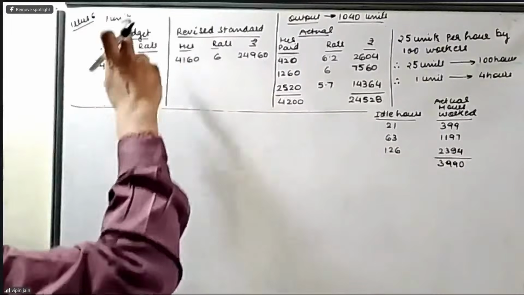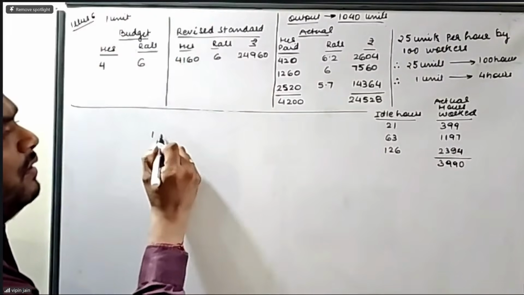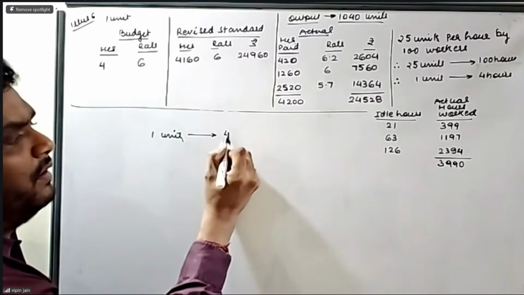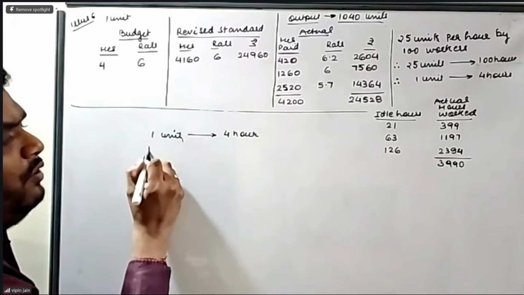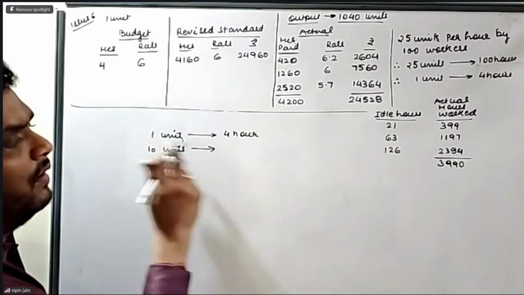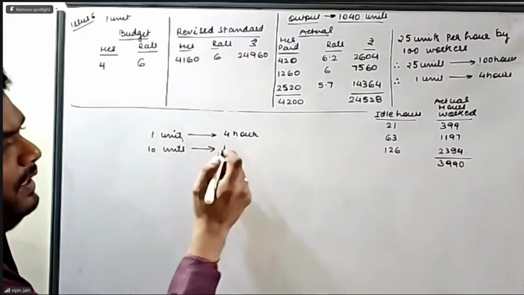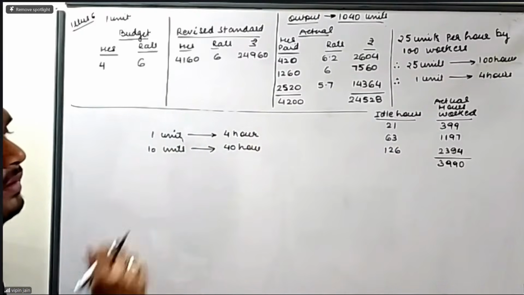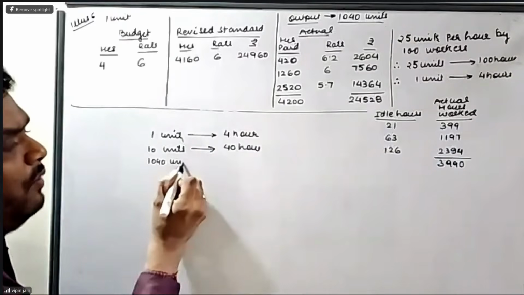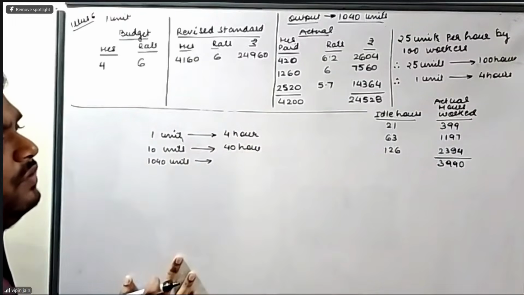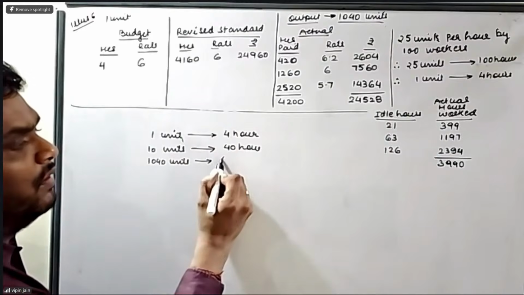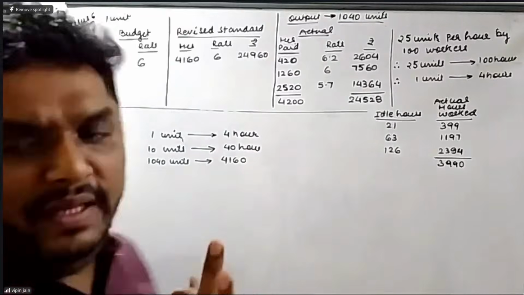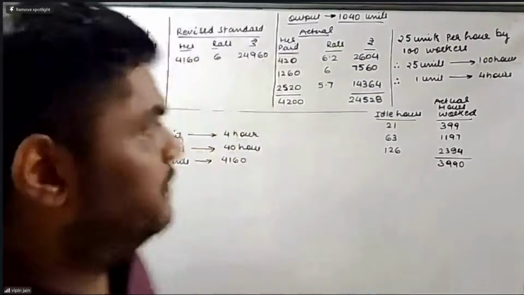Okay, just be online. 1 unit requires how many hours? 4 hours, sir. One unit takes 4 hours, right? Yes, sir. Okay, if you make 10 units, how many hours will it take? 40 hours, right? 4 into 10, right? So if we make 1040 units, how many hours? 1040 into 4. Understood, sir. Simple cross multiplication.